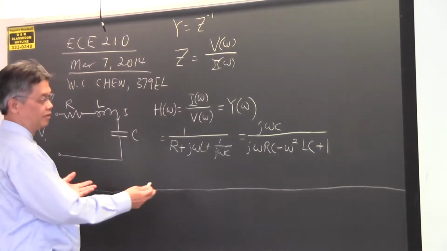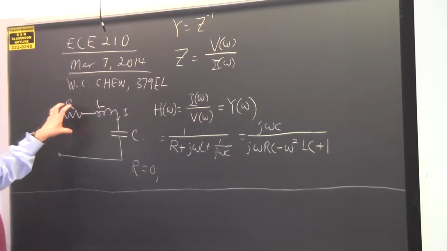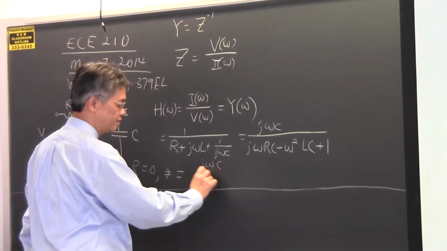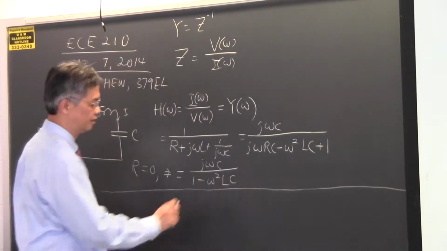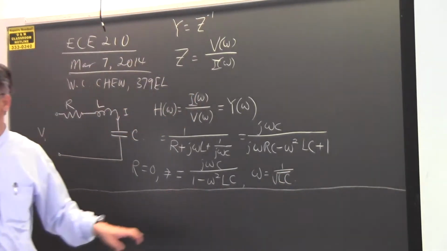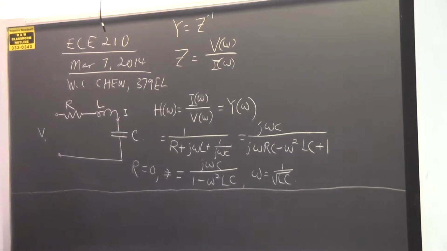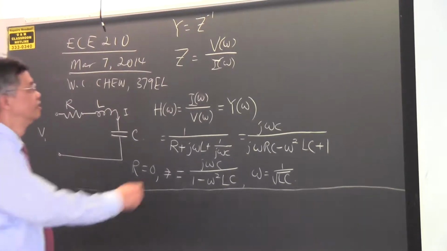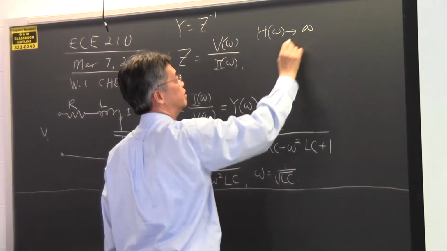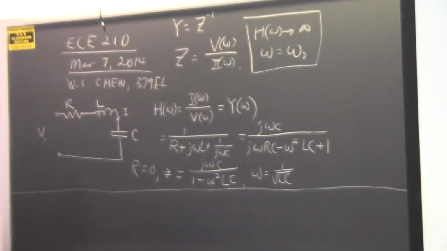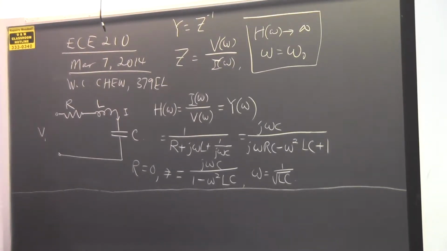and that if R equals 0, then if you look at this H of omega, it will be equal to j omega C over 1 minus omega squared LC. And when omega equals 1 over the square root of LC, which is that if you operate at resonance, what happens to the transfer function? The transfer function becomes infinitely large. And that is very dangerous. If you have a transfer function H of omega going to infinity when omega equals omega naught, that is a very dangerous proposition. And in engineering design, you try to avoid resonances as much as possible.